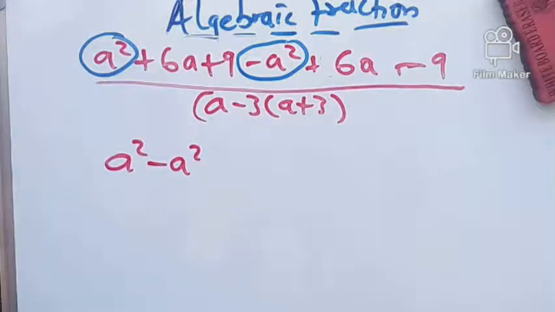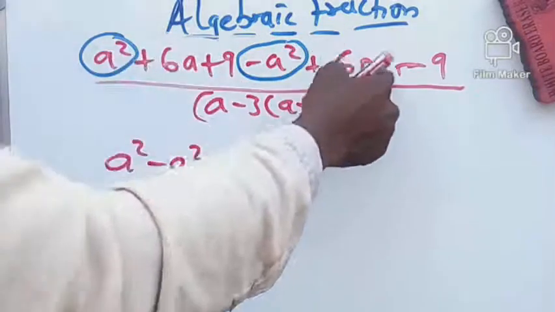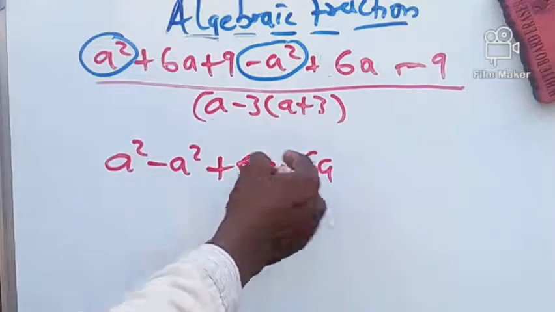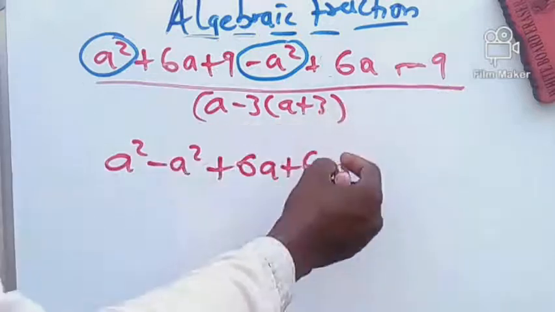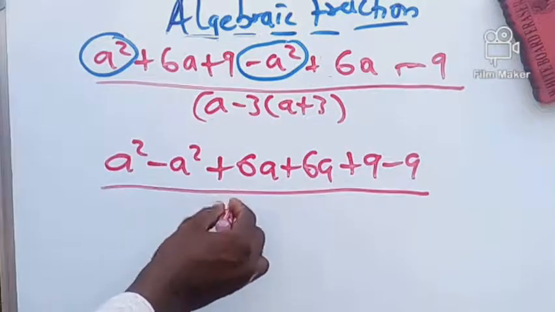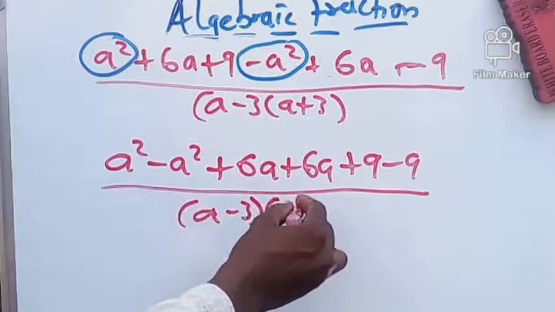So what's the next one? 6a we meet plus 6a here. So you have plus 6a plus 6a. What do you have next? 9 we meet minus 9. So you have plus 9 minus 9. Everything divided by a minus 3, a plus 3.